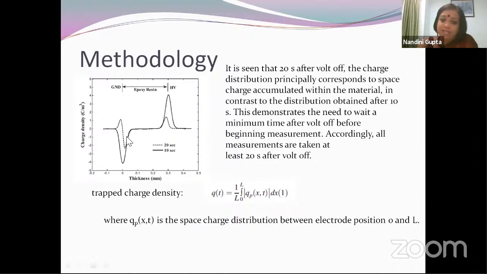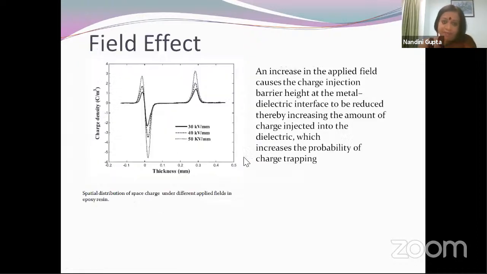You have to wait till all other processes have been removed, and the charge that you see is solely due to space charge accumulation within the material. And from this, you can measure the total trapped charge density, which is taken by integrating the charge distribution over length. So Q(x,t) is the space charge distribution between 0 and L, and it is also a function of time.